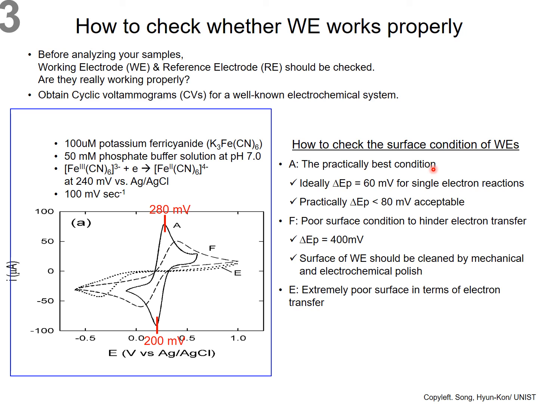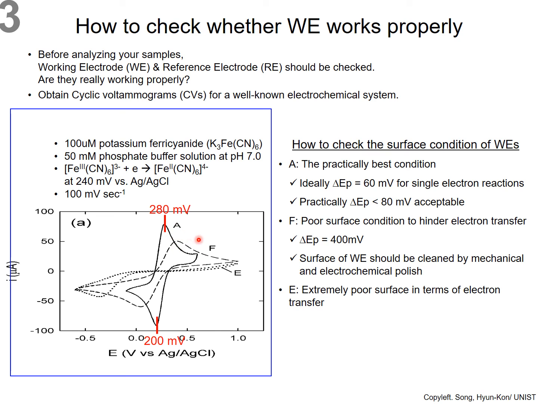Let me check the peak-to-peak gap. Ideally, the peak-to-peak gap should be 60 millivolt for a single electron electrochemical reaction. Let me check the peak potential. The cathodic peak potential is measured at 200 millivolt, and 280 millivolt is the anodic peak potential. So the peak-to-peak gap is 80 millivolt. Practically, a peak-to-peak gap of less than 80 millivolt is acceptable. So I could say the electrode A is not bad.